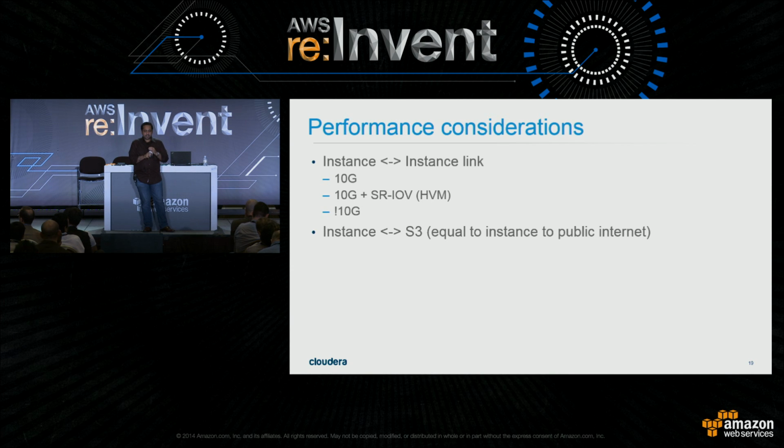The instance to S3 link is equal to the instance to public internet link, and again is instance specific, and that is something that you get with the 10 gig. The instances that have a 10 gig link have a higher throughput. It goes up to 200 megabytes a second, like I said.